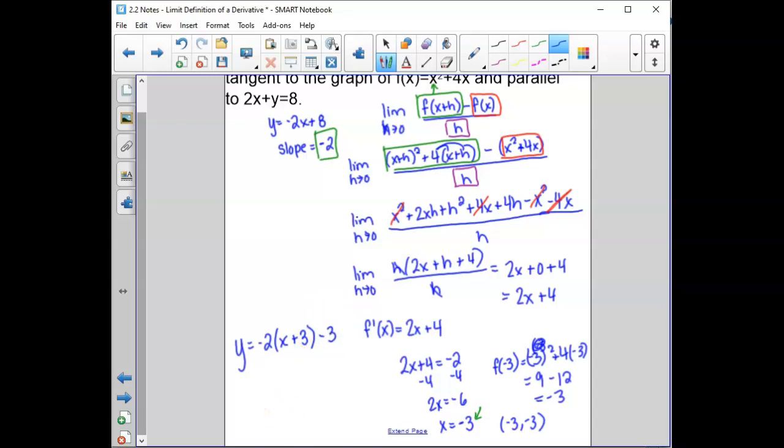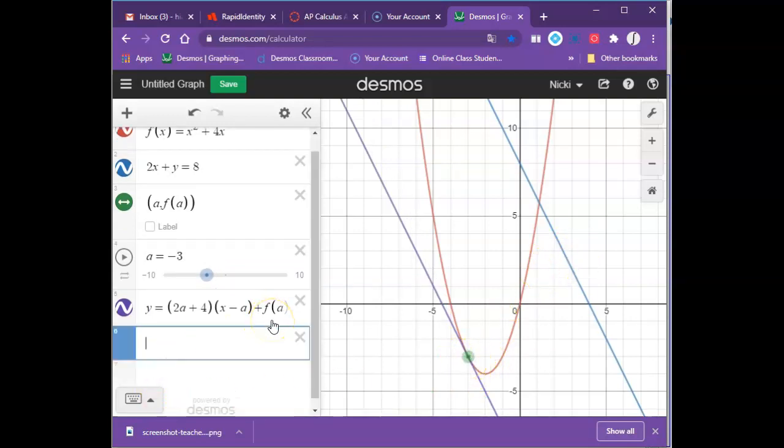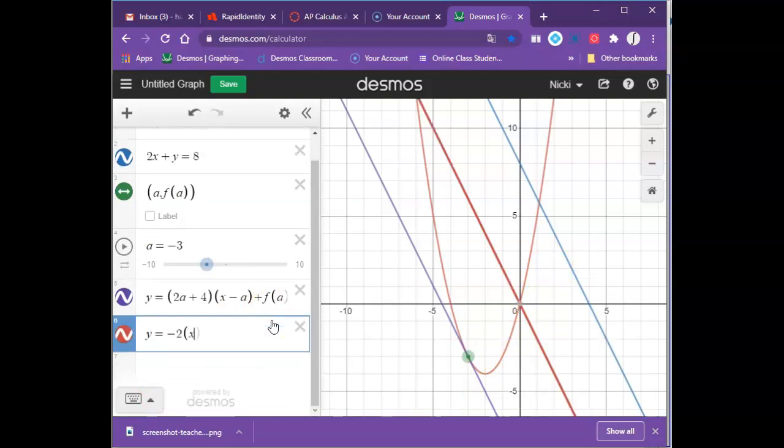So if we flip back over to Desmos really quickly, if I go right to that point, -3, -3, if I can get that exactly at -3, I'm having a little trouble doing that. -3, -3, you can see that I've got that line. I could also type in the equation that I just got. So y equals -2 times x plus 3 minus 3. And you can see that's that tangent line. It's perfectly perpendicular to this line that we found here.